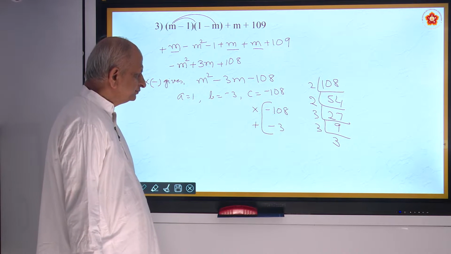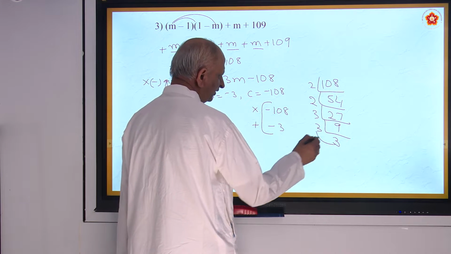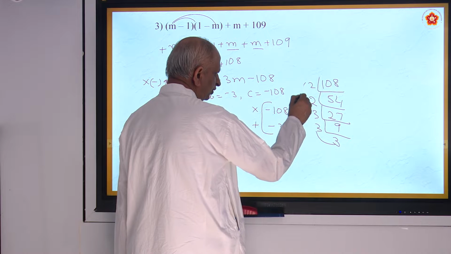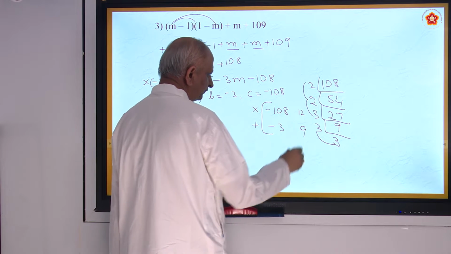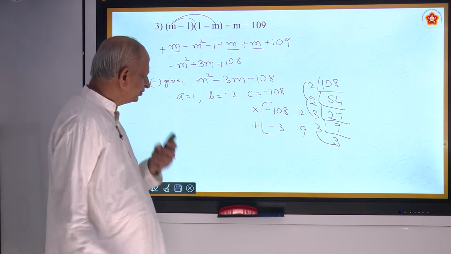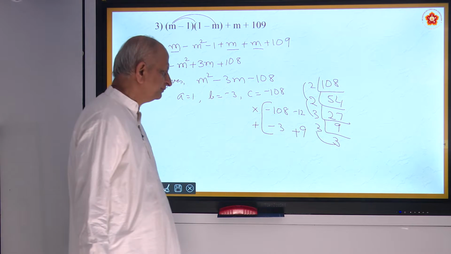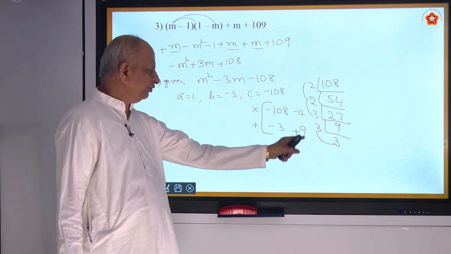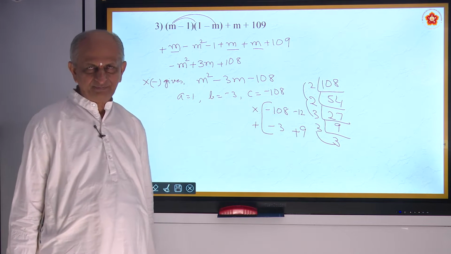How will you get it? 12 nines are 108. Okay. So 3 into 3 is 9. 3 into 2 into 2. So 12 and 9. And the middle term is minus. So the bigger term should have minus. Naturally the other will be plus. If you add these two, you get minus 3. The product of this is minus 108.